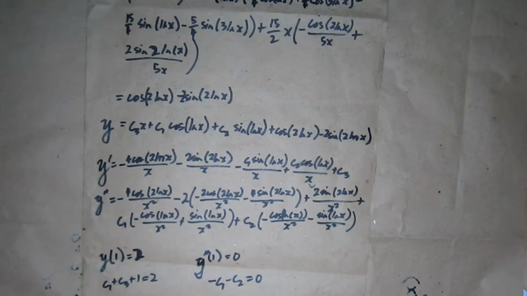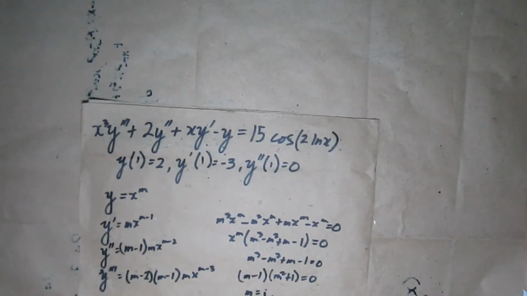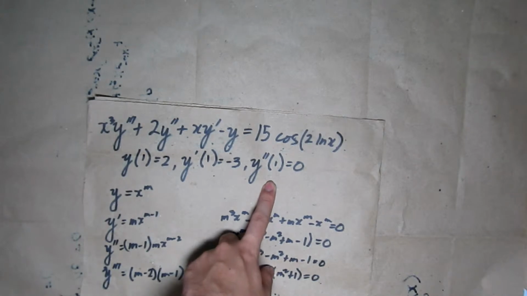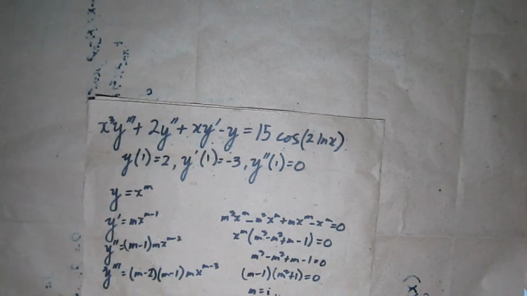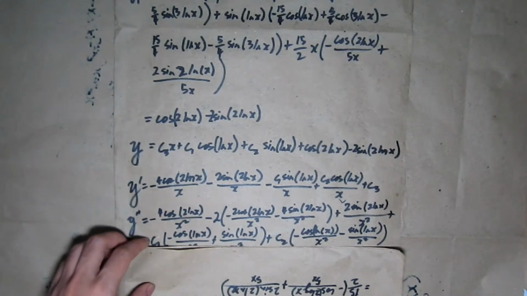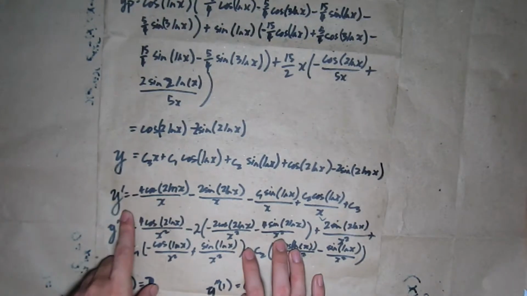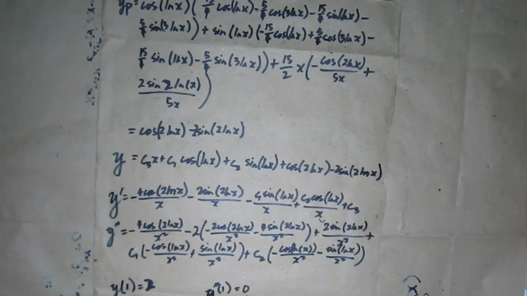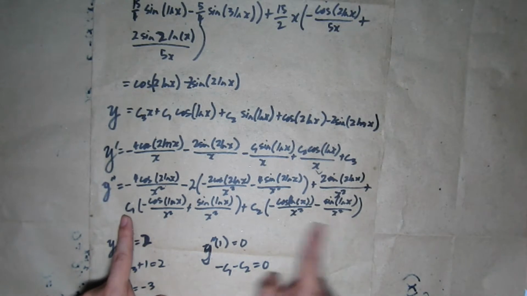Okay, but we are not done yet. Although this is the solution, we still have to solve for these particular conditions in order to get our final answer. So in order for us to do that, we need to solve for the first derivative of this expression and the second derivative of this expression. I have already done that. This is the first derivative and this is the second derivative.